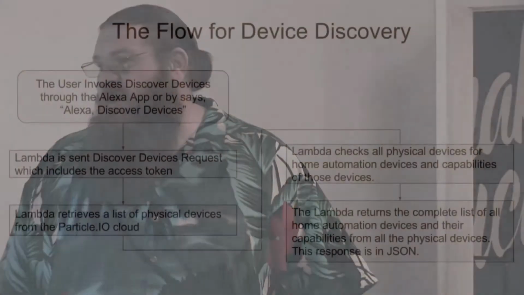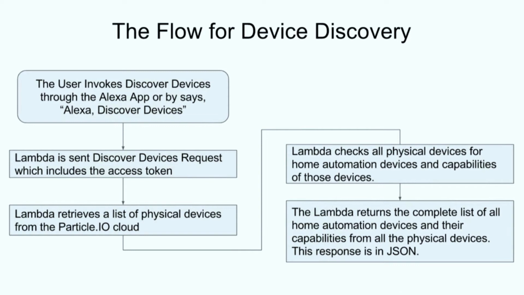an implementation where he can take his colored lights and he can make them police lights. So his is police lights on or kitchen lights on, right? So either one turns the kitchen lights on, but differently. The Lambda then returns a complete list of the home automation devices and their capabilities of all the physical devices.